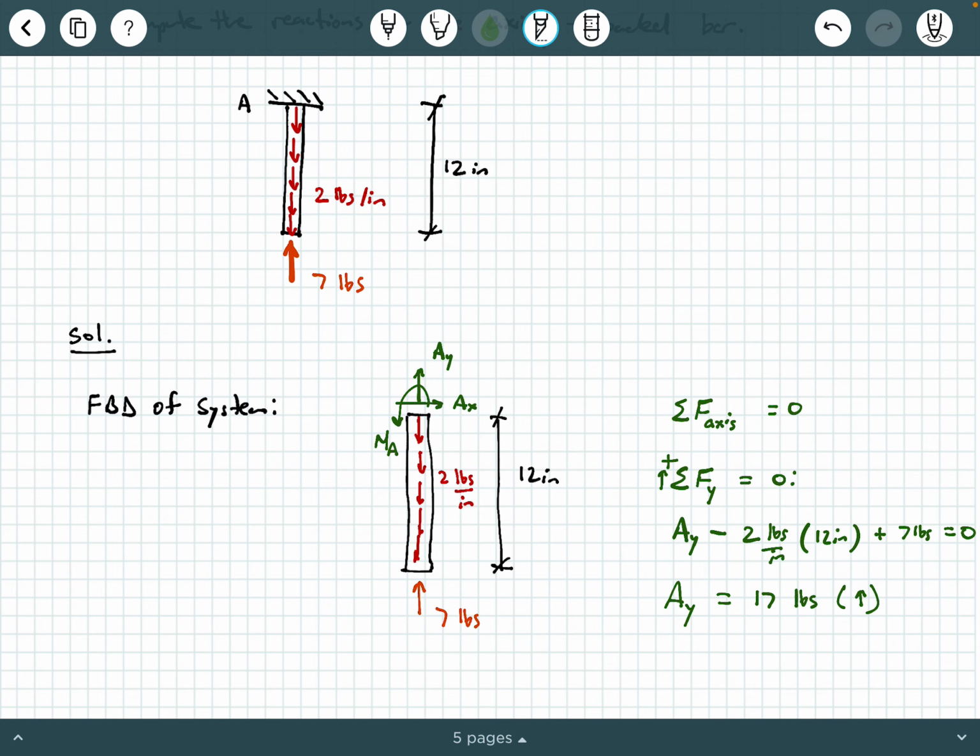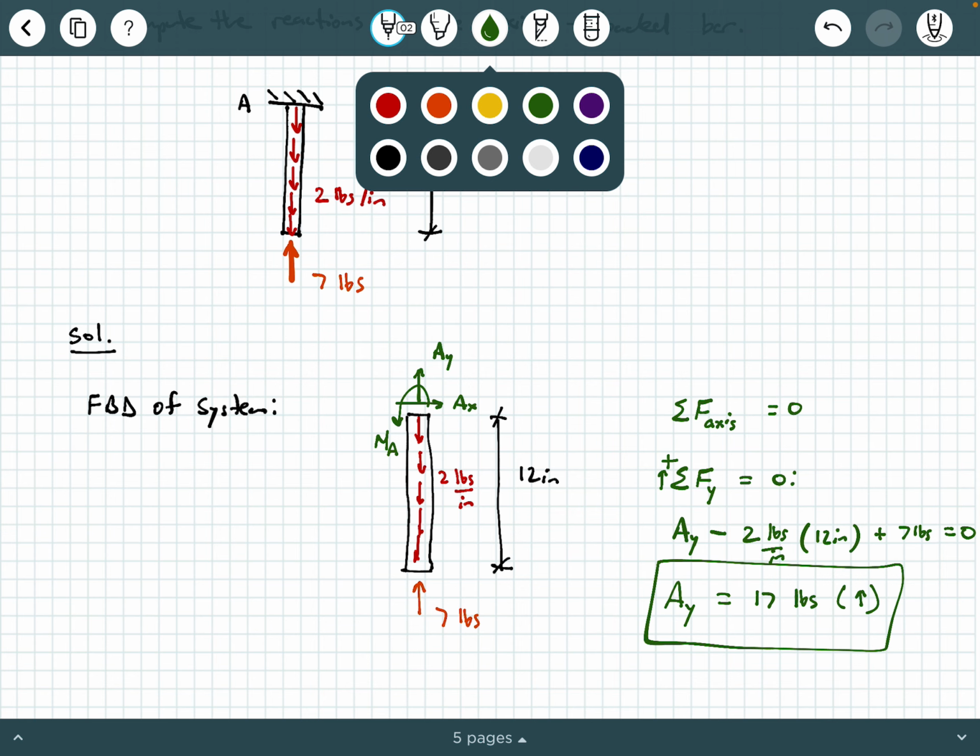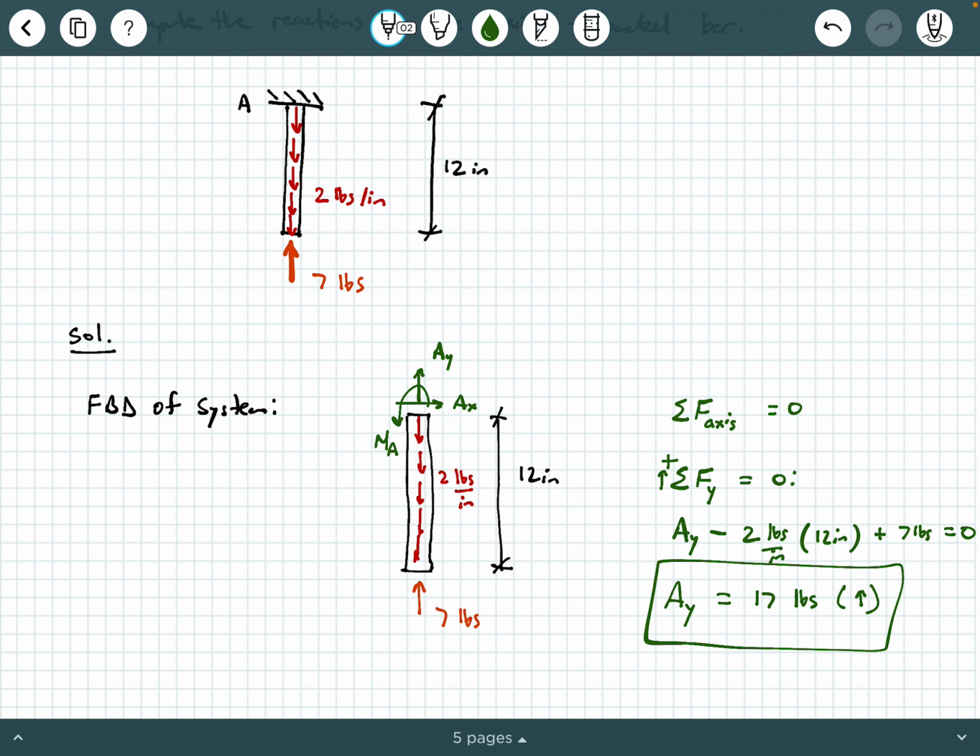Now, if you watched the previous video, you would have seen that the other 2 reactions, AX and MA, should be 0, okay? But why is that? So I'm going to go ahead and box in AY because that's really our answer. But let's go ahead and investigate why AX and MA are 0. Well, if you look at this free body diagram, if you say sum of the forces in the x direction equals 0, like we would in statics, what does AX become? Well, AX is just simply 0. And that's because there's nothing else acting in the horizontal direction. It's AX plus nothing, and so you get AX equals 0.